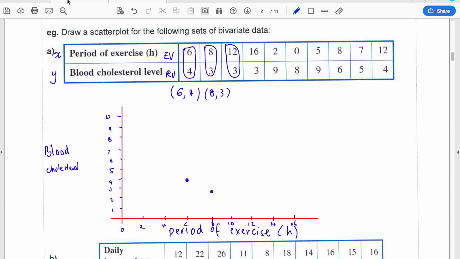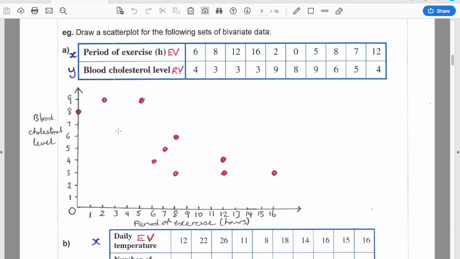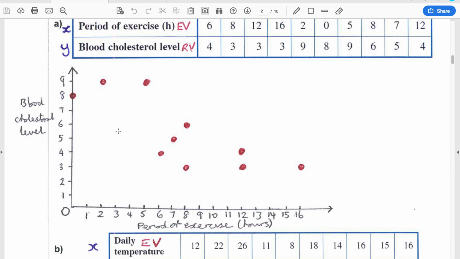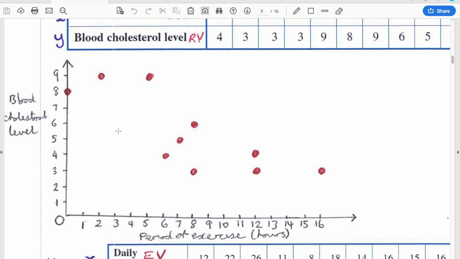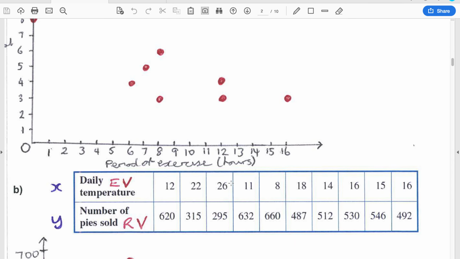When it's finished, it should look like this one right here. If I zoom in a bit, you can finish yours off and compare to this one here. With the next one, I won't plot it by hand myself, but I'll just talk about it here.